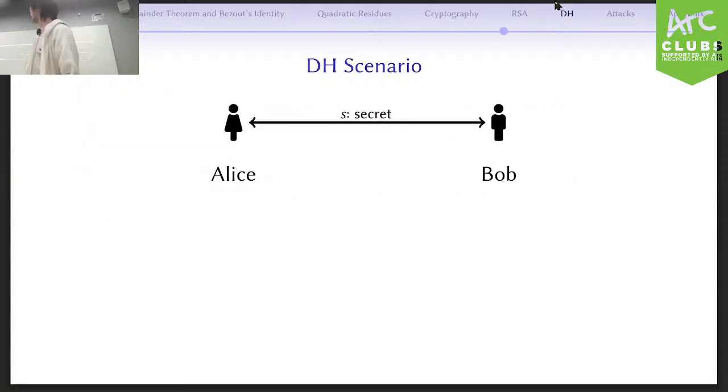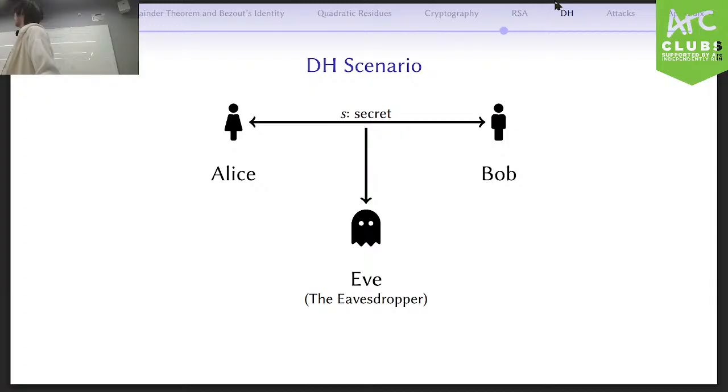Same scenario again. We have Alice and Bob. And the goal is that Alice and Bob want to arrive at some shared secret. The shared secret is just a number, and they want to arrive at the same number. But with Eve listening, we don't want Eve to also have that secret number. You can imagine the secret number being some sort of password or key used to encrypt their communications afterwards.